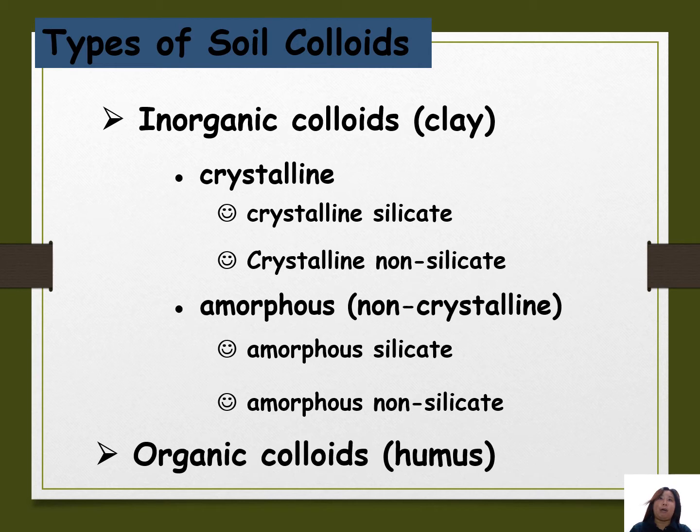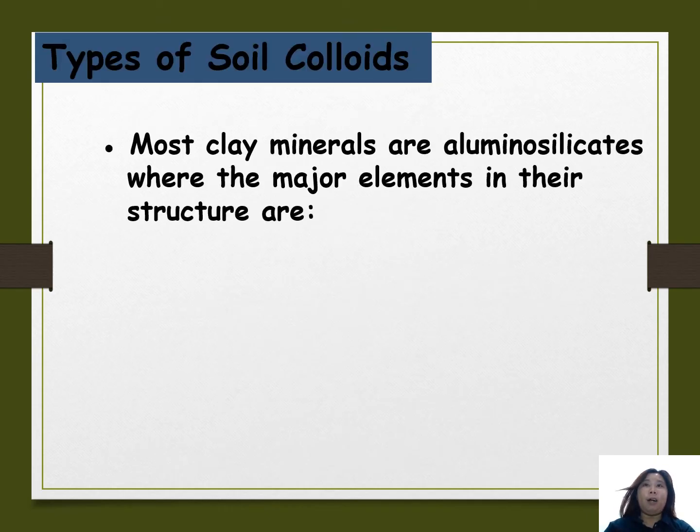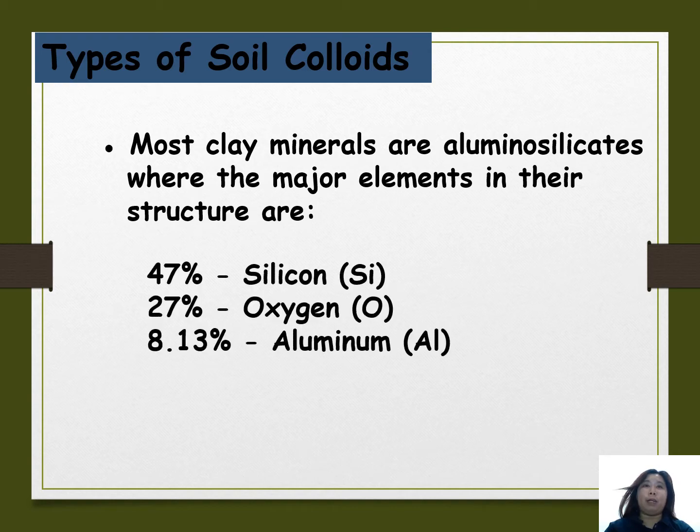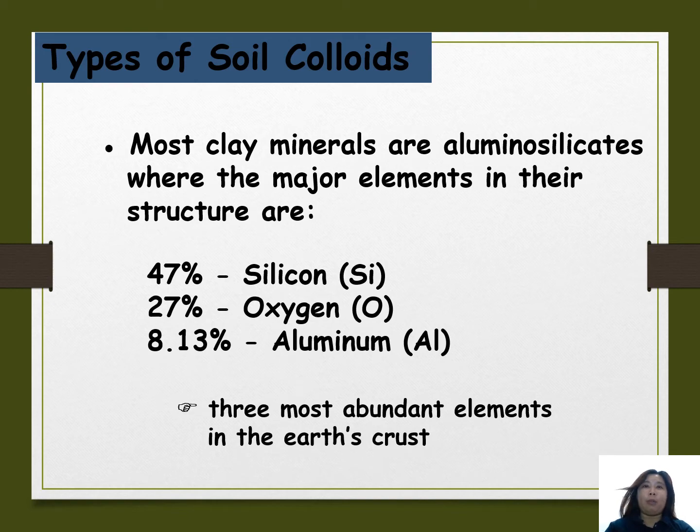And under the inorganic colloids, we have the crystalline and amorphous. Under the crystalline, we have the crystalline silicate and crystalline non-silicate. Under amorphous, we have the amorphous silicate and amorphous non-silicate. Most clay minerals are aluminosilicates, where the major elements in their structure are the following: 47% silicon, 27% oxygen, and 8% aluminum. And these three are the most abundant elements in the Earth's crust.